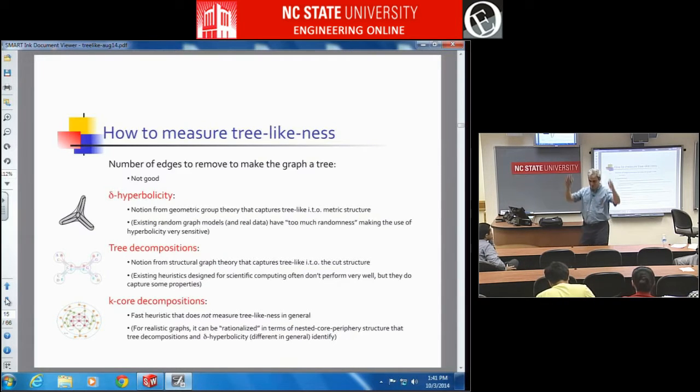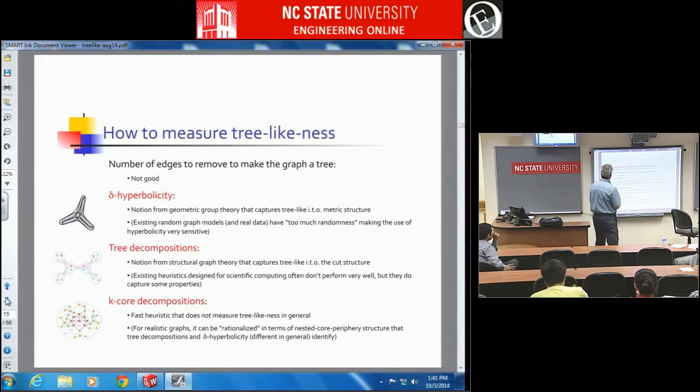So how do you measure tree-likeness? So I have a graph. A tree is a graph with no cycles. Let's define a metric over all the graphs in the world: the number of edges you need to remove to make it a tree. I mean, that's a legitimate notion of tree-likeness, right? So that's not a particularly useful notion of tree-likeness for anything, or at least anything that I know, but it's a legitimate notion. So what we want is a notion of tree-likeness that's going to be useful for something.